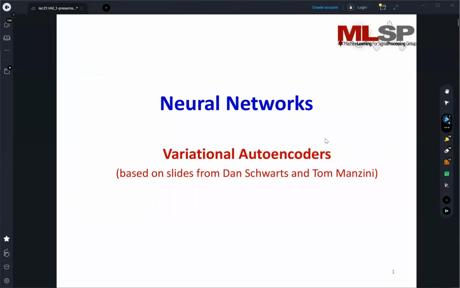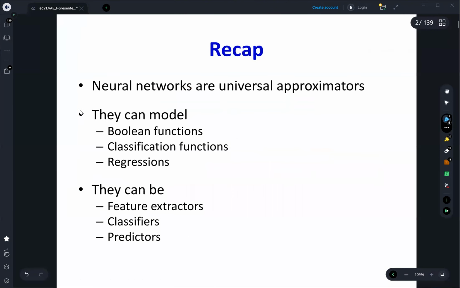We're going to begin a new topic in today's lecture. And this continues from the last topic that we covered, which was autoencoders. So far, we've seen that neural networks are universal approximators. They can model Boolean functions. They can model classifiers. They can perform regressions. We saw in the last class that they can extract features. So they can be feature extractors, classifiers, or predictors.